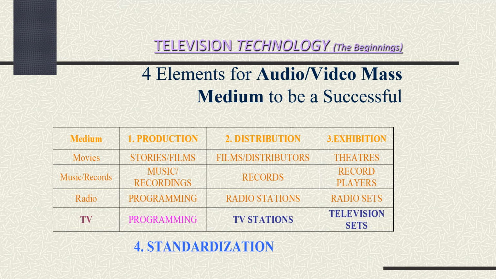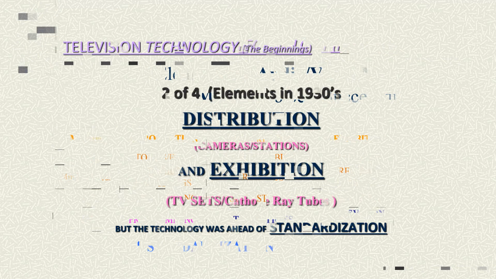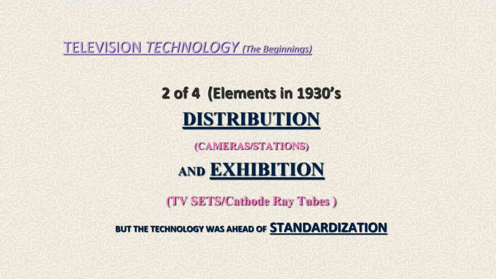But all the other elements haven't yet really progressed far enough to make television really into a successful mass medium. So other things need to be put together, need to be developed in order for television to be a true mass medium.